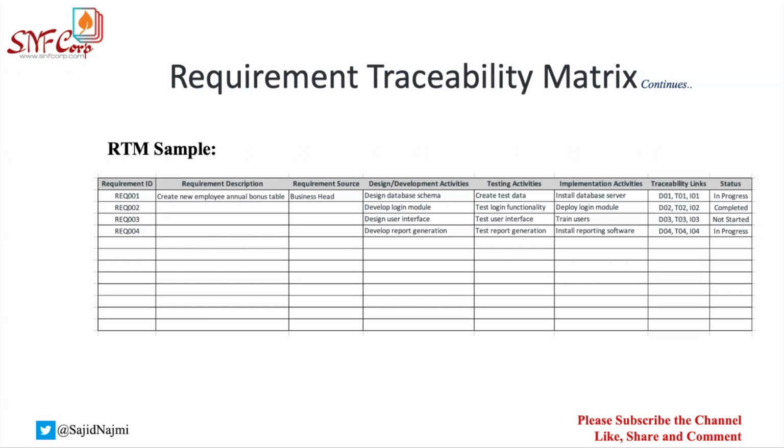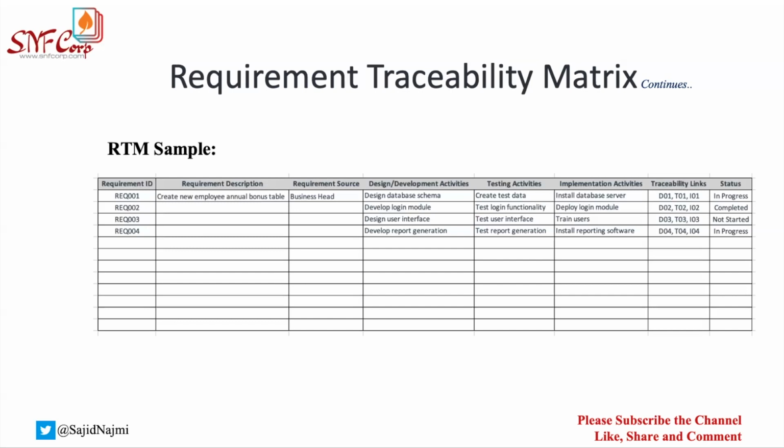Second column, it has a requirement description. You will write a 1-2 line description of the requirement. What is the ask? So here the ask is we have to create a new employee annual bonus table. That's one requirement. We would like to maintain an additional table where we add the employee's annual bonus that they will be given at the end of the year. So the business is asking to create a separate table. So I just wrote a simple description.